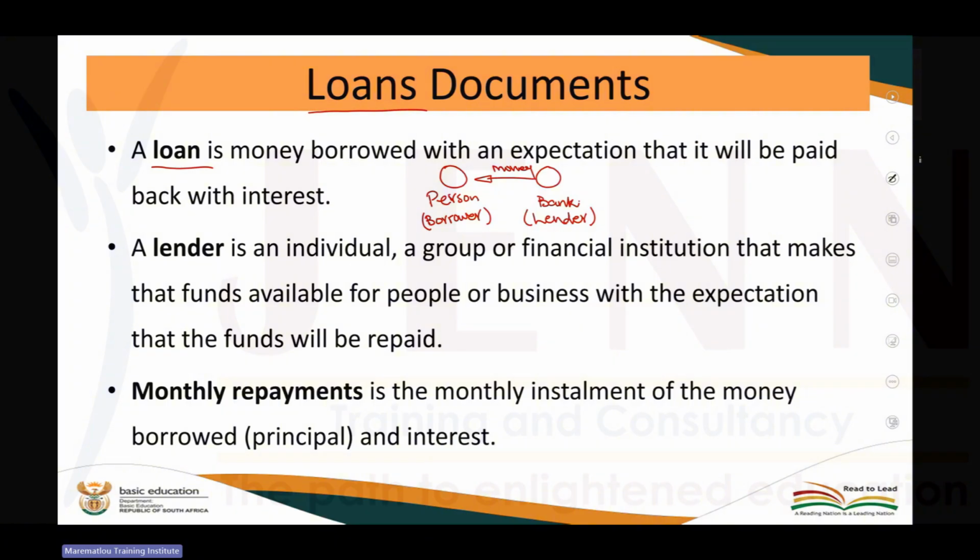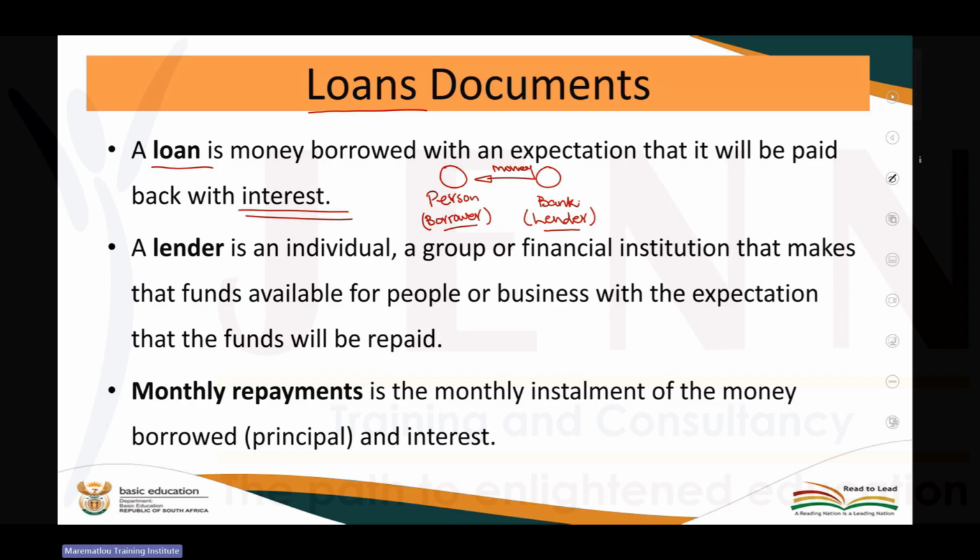Now, the person who's borrowing the money is called the borrower, and the bank is called the lender. Or it can be vice versa. It can be two people lending each other money. The one who is borrowing is the borrower. The one who's giving the money is the lender. And what is a loan? I've explained it, but let's check on paper what is written. A loan is money borrowed with an expectation that it will be paid back with interest.